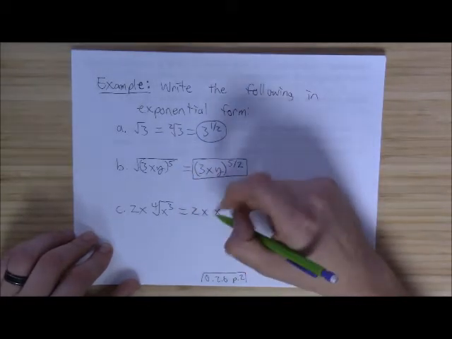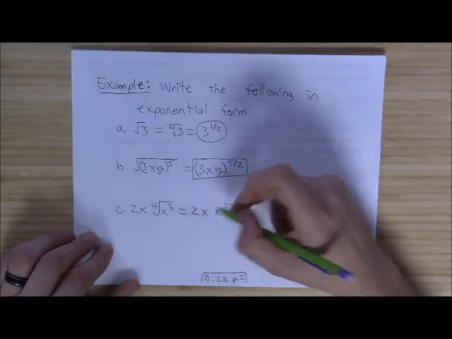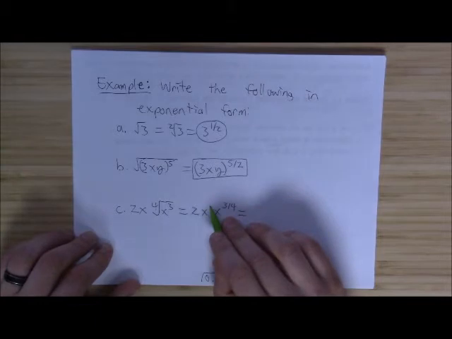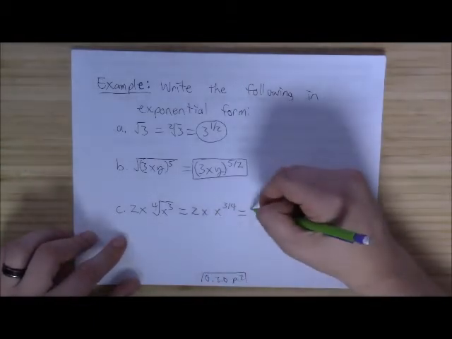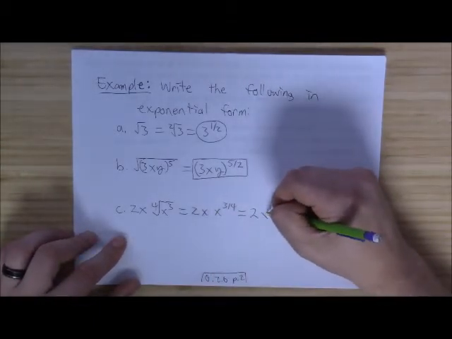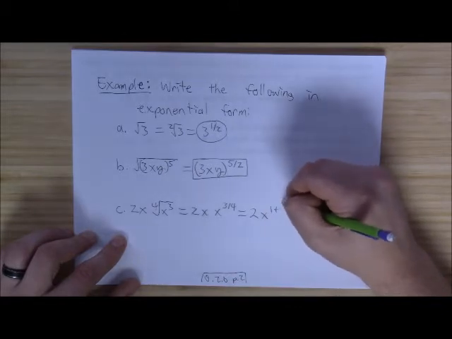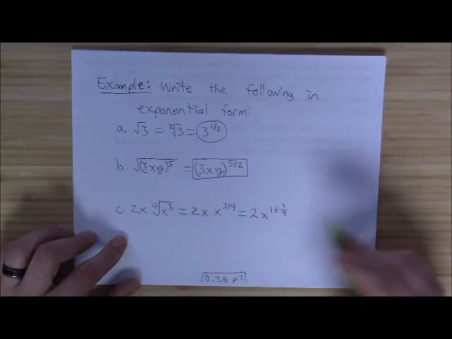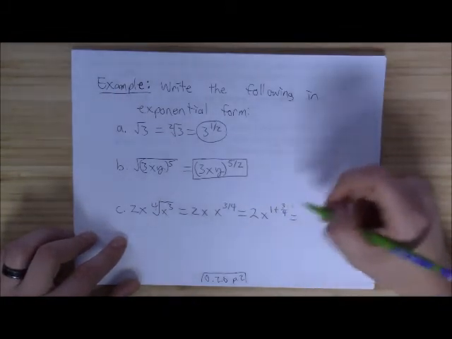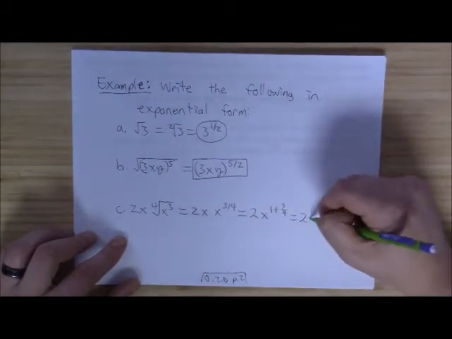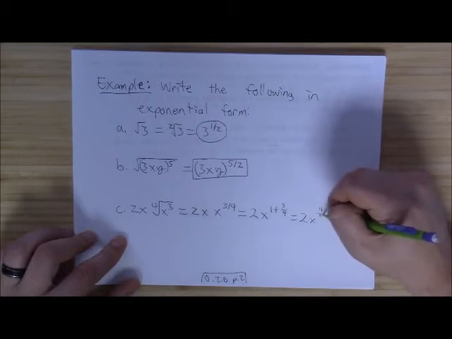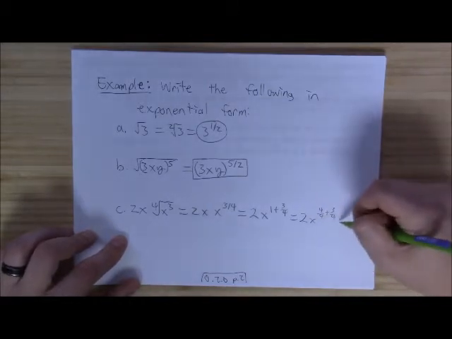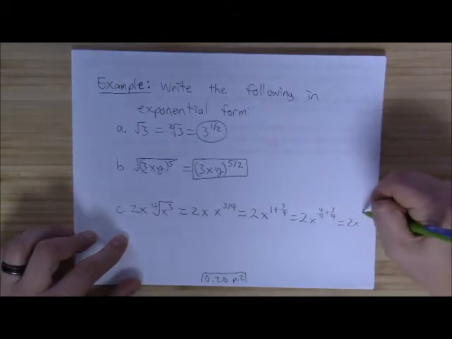However, knowing that these are both the same base, we know that multiplication of bases adds the exponents. This is really an x to the 1st power, so we can write this as 2 times x to the 1 plus 3/4. For 1 plus 3/4, we need a common denominator since we're adding fractions. That would be 2x to the 4 over 4 plus 3/4, which is 2x to the 7 over 4.